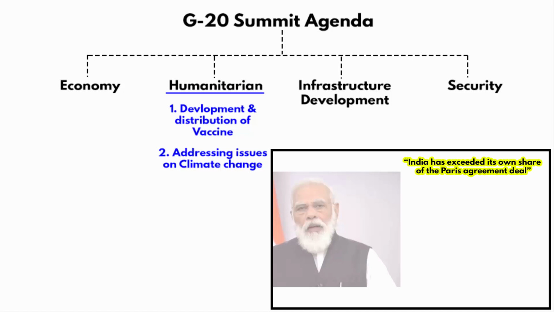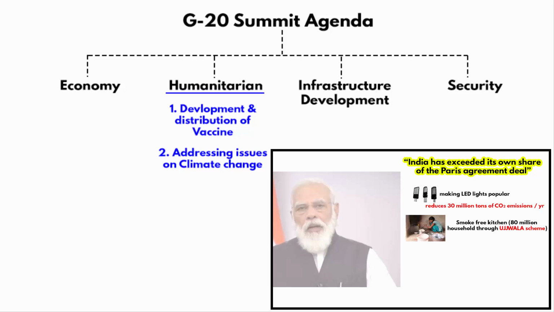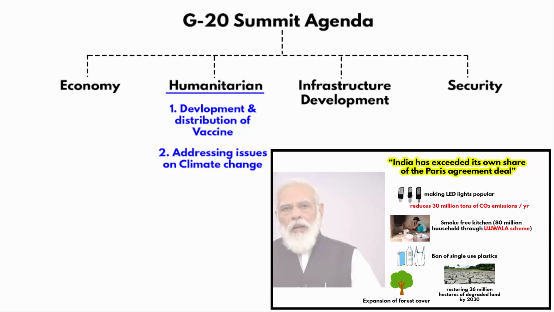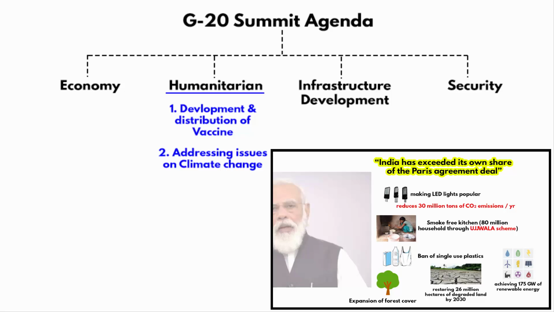As far as India is concerned, it is said that India has exceeded its own share of the Paris Agreement deal. Prime Minister Modi highlighted a number of actions taken by the Indian government to reduce the carbon dioxide emission per year. Some of those actions are making LED lights popular, which is saving 38 million tons of carbon dioxide emissions per year. Then smoke-free kitchens being provided to 80 million households. Then elimination of single-use plastics. After that, expansion of forest cover. Restoring 26 million hectares of degraded land by 2030. Then achieving 175 gigawatt of renewable energy aimed at reducing carbon footprint and preventing climate change.